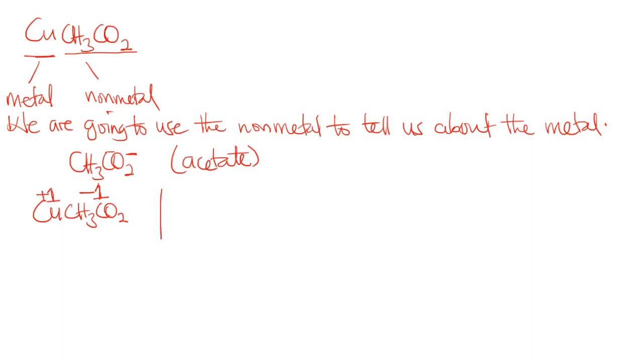So if you think about what ions are present in this case, the ions present will be copper plus and the acetate ion. So you can see that we have used the acetate ion from tables to give us the charge of the copper metal.